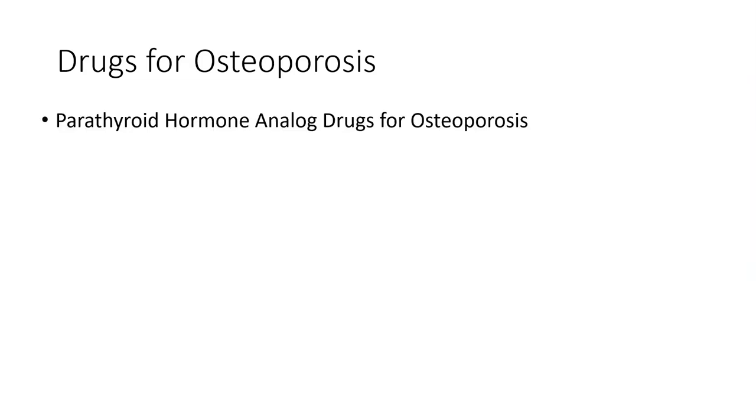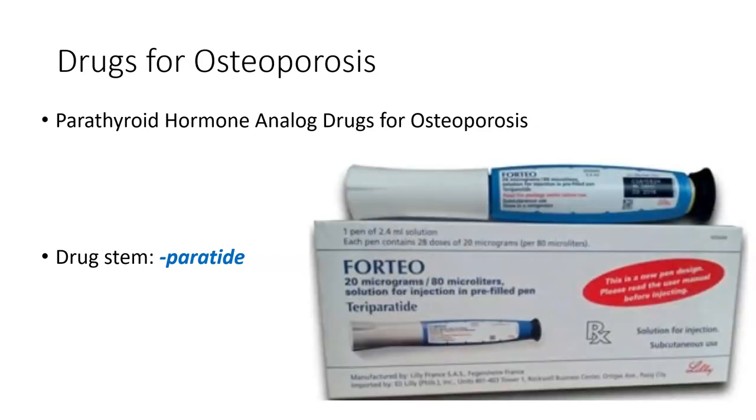We also have parathyroid hormone drugs. Parathyroid hormone will normally raise calcium levels in the blood by pulling the stores from the bone. But the key to using a parathyroid hormone drug is that they can stimulate osteoblasts, which rebuild bone in greater amounts than the cells that break it down. These have the drug stem of paratide, and teriparatide. Forteo is the drug, and this is also an injectable given subcutaneously.